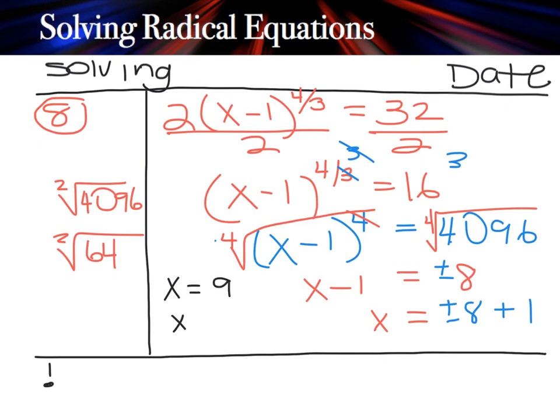9 or -7. So now I'll go in and check, and I'll make sure that -7 works. I put a -7 right here. That'll give me -8. The cube root of -8 is -2, and -2 to the fourth is 16. 16 times 2 will give me 32. The 9 works the same way. 9 minus 1 will give me 8, and then everything works the same way. So both of these answers are good answers.